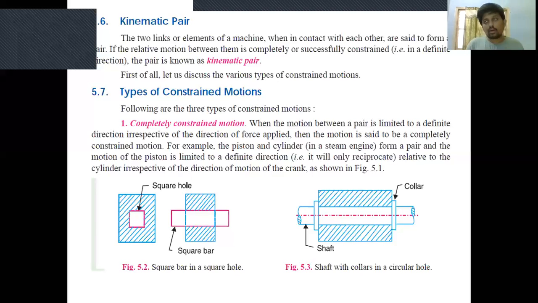Okay. Then how many ways can you constrain this motion? It is of three types. One is completely constrained motion. Second is incompletely constrained motion. The third one is successfully constrained motion.